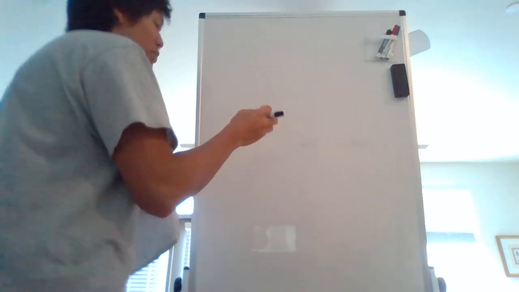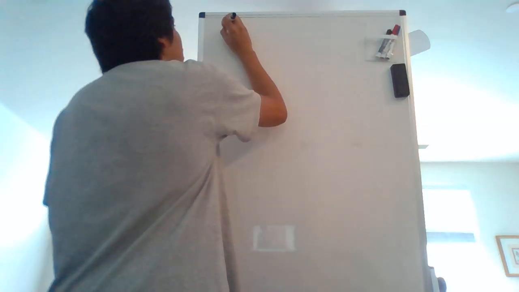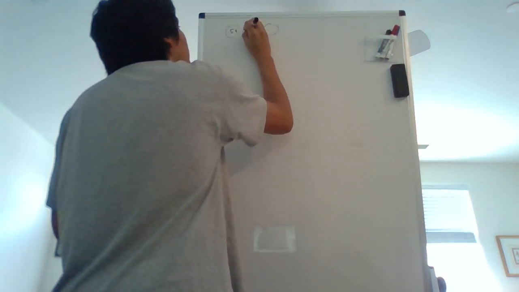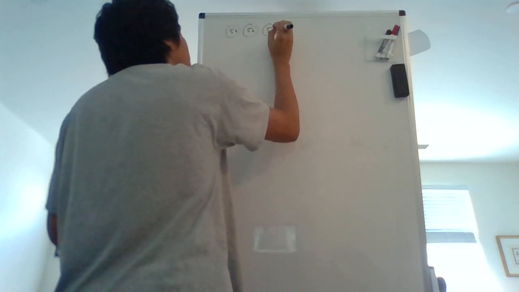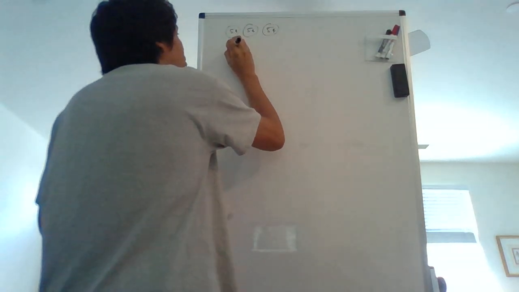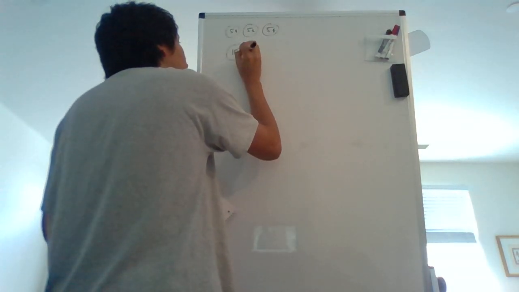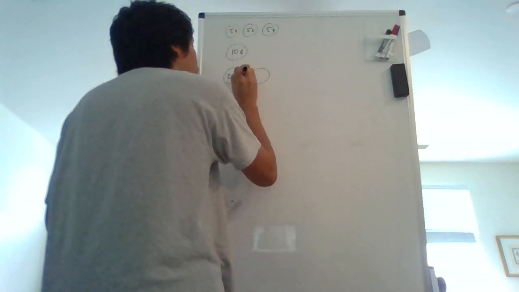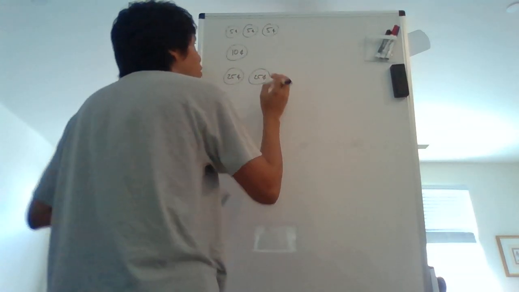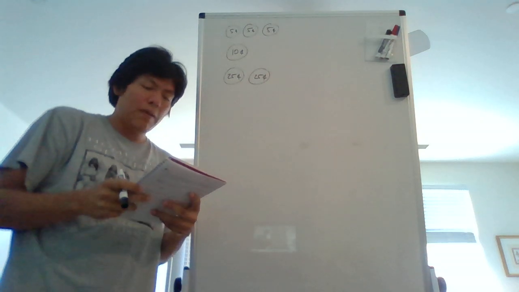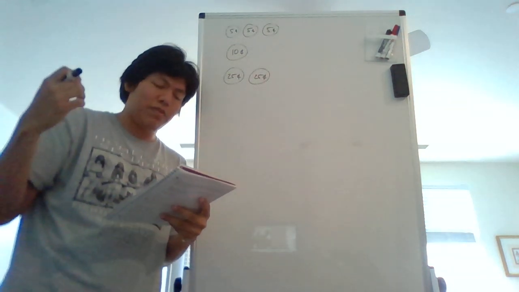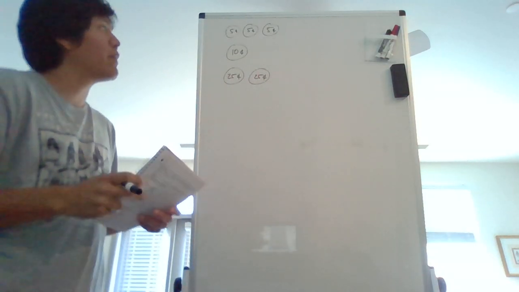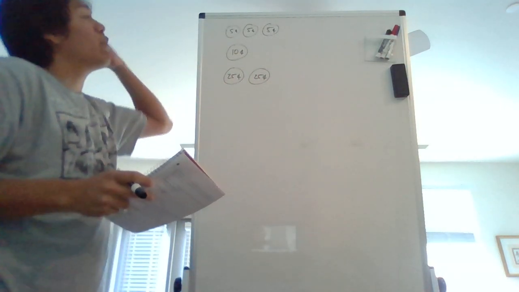Okay, so a purse contains 3 nickels. So 1, 2, 3: 5 cents, 5 cents, and 5 cents. 1 dime, that's 10, and 2 quarters, 1, 2, 25 and 25. Okay, so if we take 3 coins out without replacement, what's the probability of getting at least 35 cents? Okay, well, first let's notice one thing.